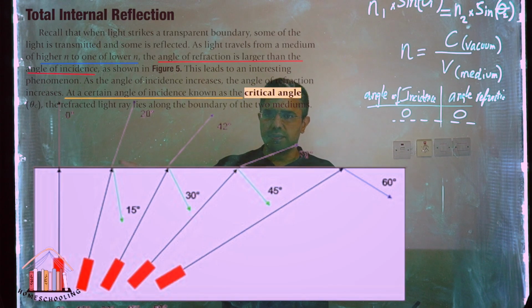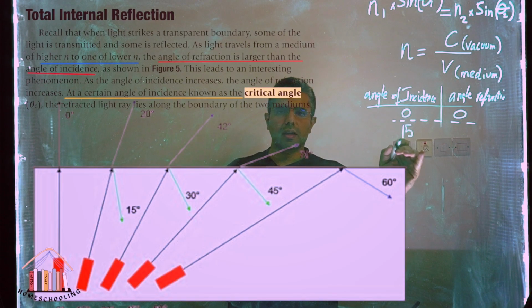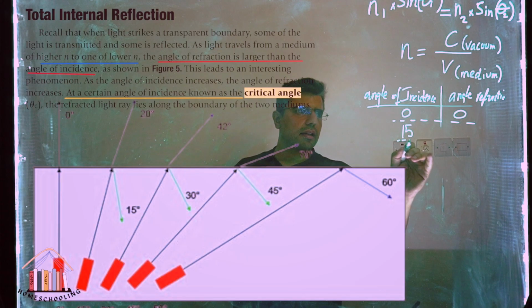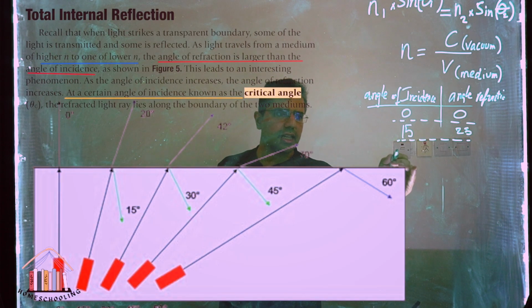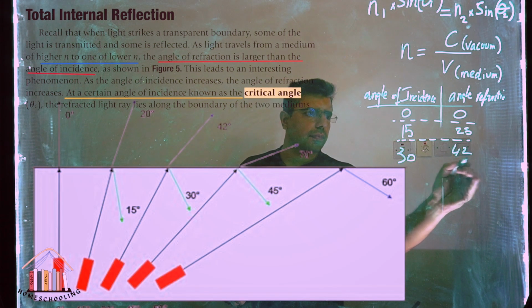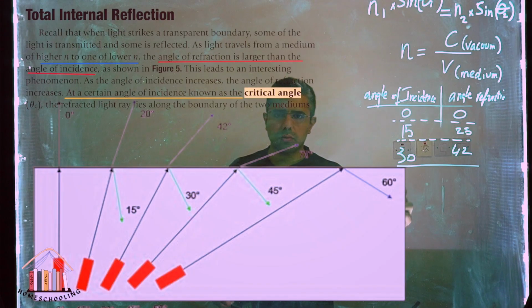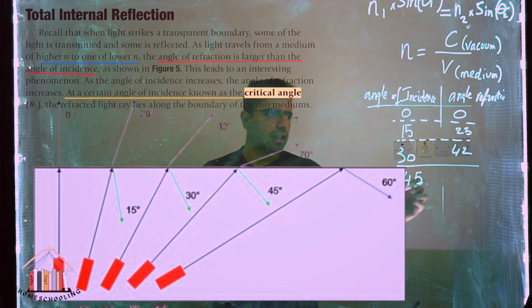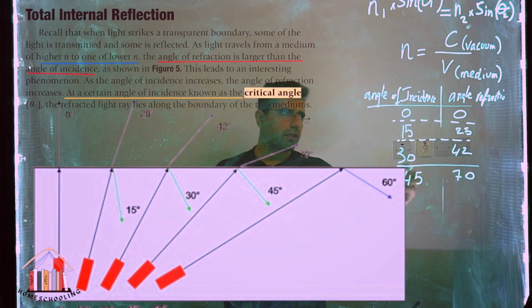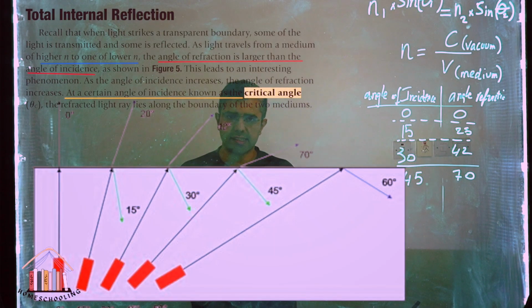In the case of a 15 degree angle of incidence, the light bends at 25 degrees. If we increase the angle of incidence to 30 degrees, it will deviate at 42 degrees. If you continue from 30 to 45 degrees, increasing the angle of incidence, the angle of refraction is 70 degrees. So as you notice, the angle of refraction is bigger than the angle of incidence.